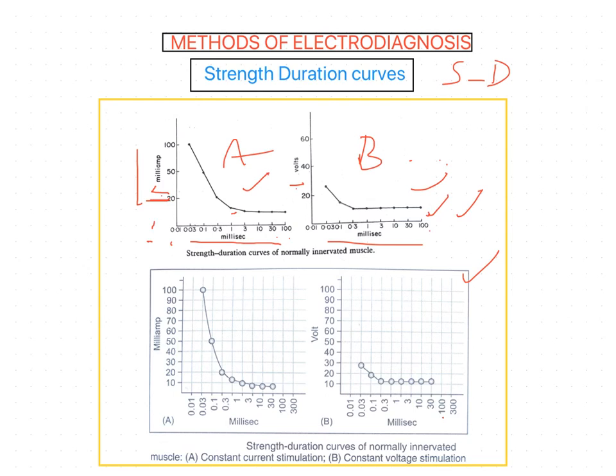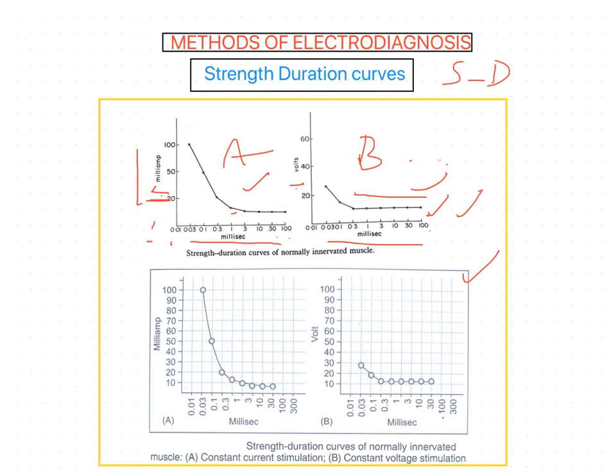You can't change the point. Okay, the strength duration curve is plotted from the results of the test, and it will be further to the left with the constant voltage than with the constant current stimulator. So if you see here in the voltage, the graph will move towards the left side.